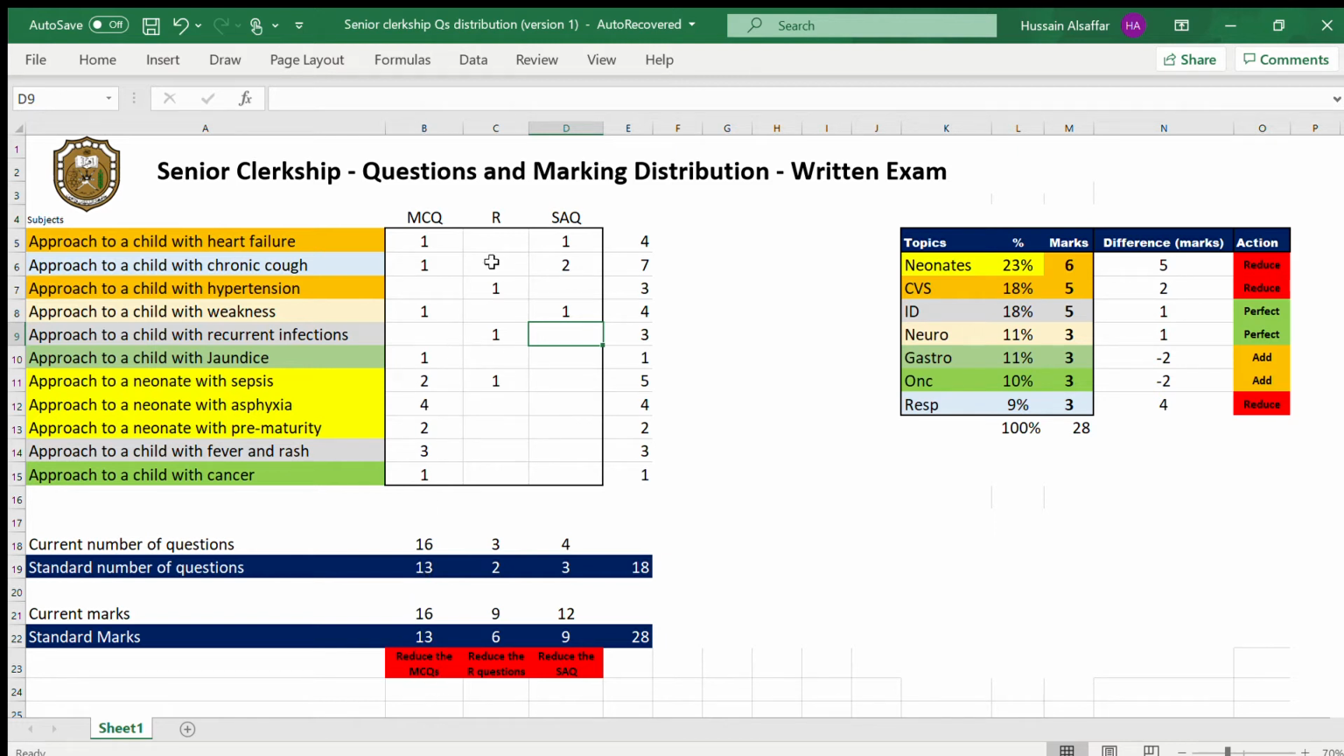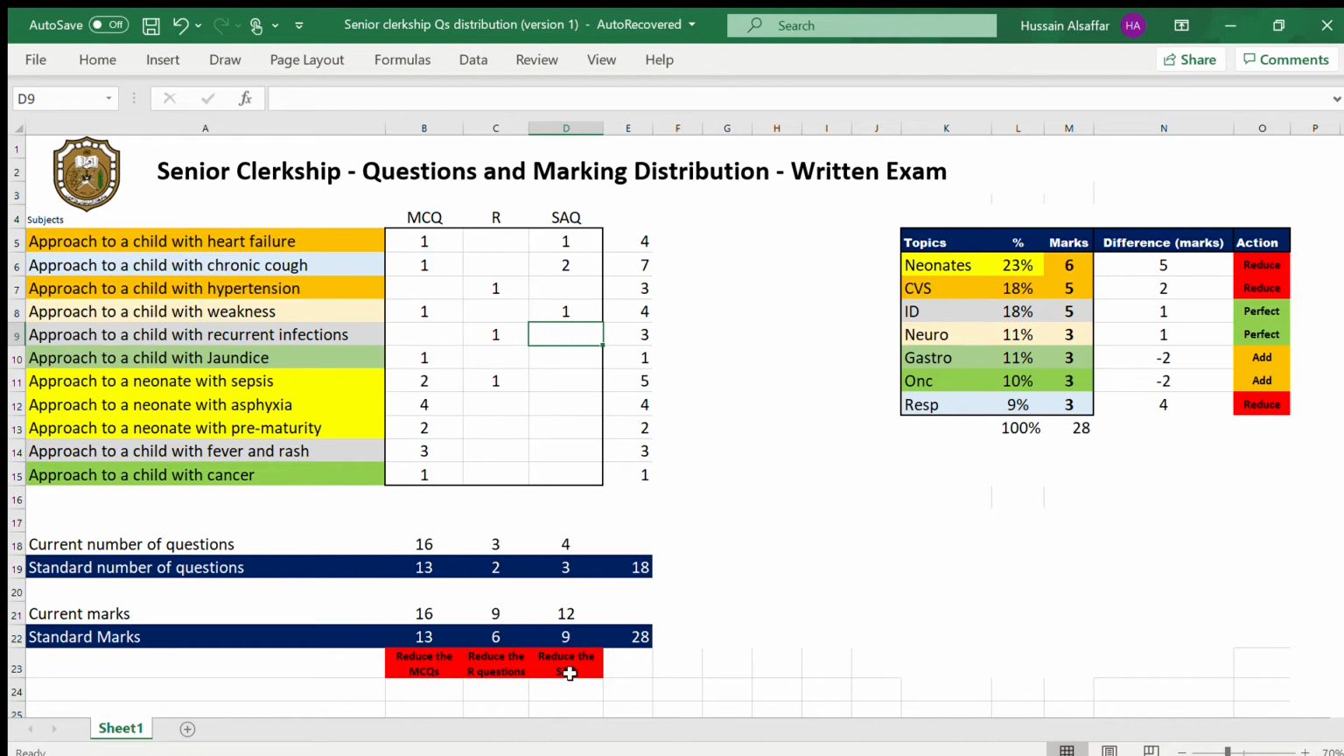As I was putting the number of questions, it was calculating the marks coming from each subject as well as the number of questions. So here we have 16 MCQs, required only 13. So it tells you that you need to reduce the number of MCQs. The R types, we've been given 3 questions. The required is only 2 questions. So it asks you to reduce one of the R type questions.